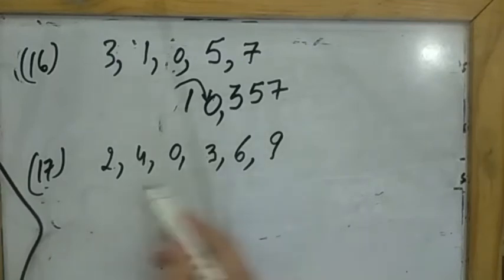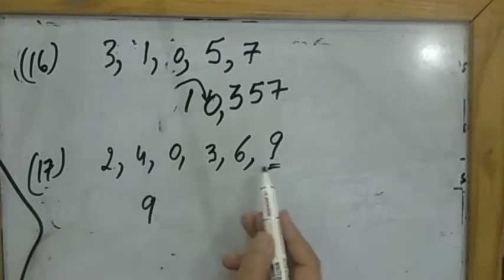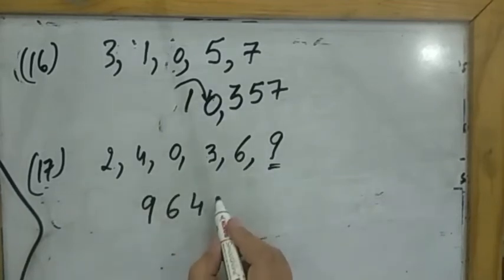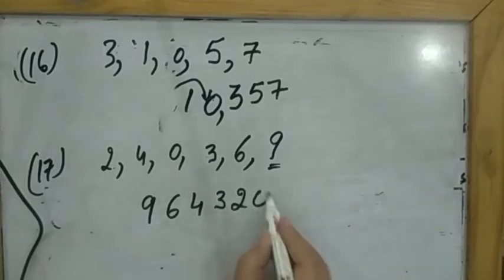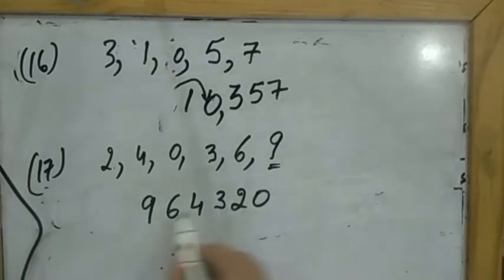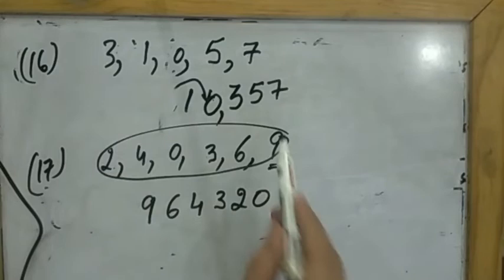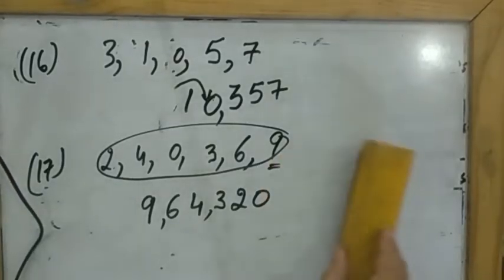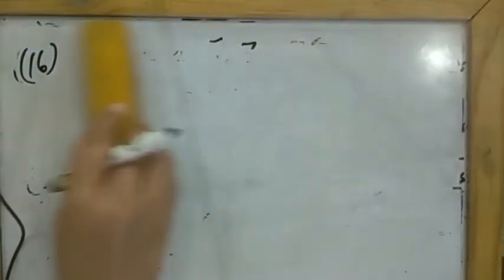So the largest number I have to form, so I'll start from the largest digits. So 9, then the next largest digit, 6, then 4, then 3, then 2 and then 0. So this is the number I can form by using these digits, and this is the largest number, 9,64,320. So now come to the 18th question.